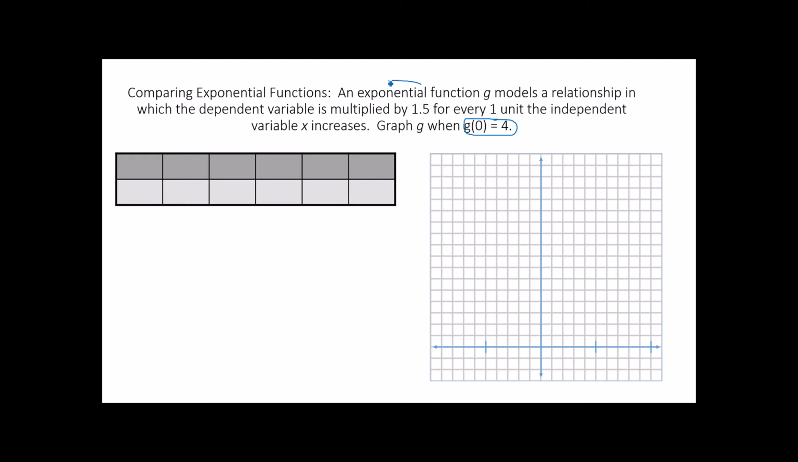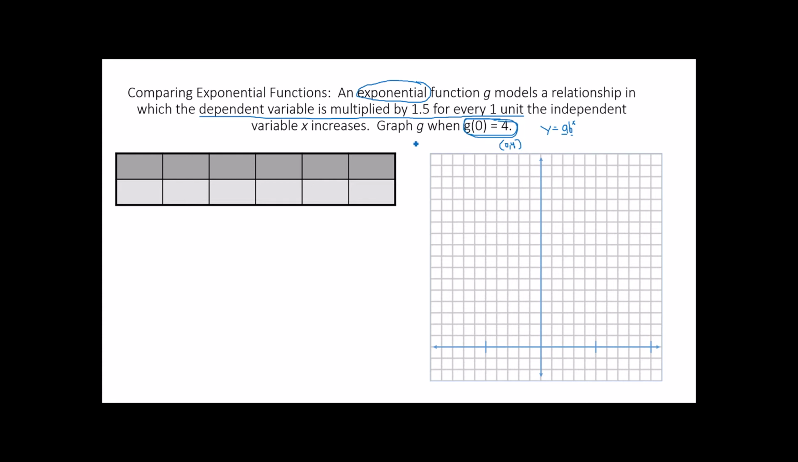Now, a couple nice things they did for us. They told us ahead of time this was exponential. It was very nice of them to do that because now we know we're looking for that y equals a times b to the x power, where a is our starting point and b is our constant factor. Notice they also tell us the dependent variable is multiplied by 1.5 every time. That's helpful. And they give us g of 0 equals 4. Remember, that's fancy function notation just for the coordinate 0, 4.